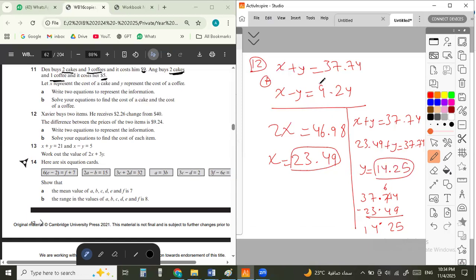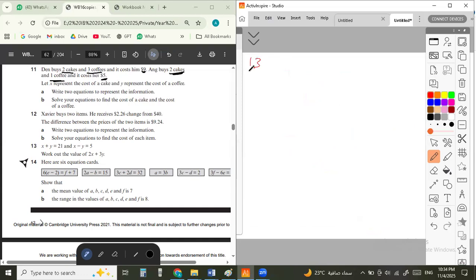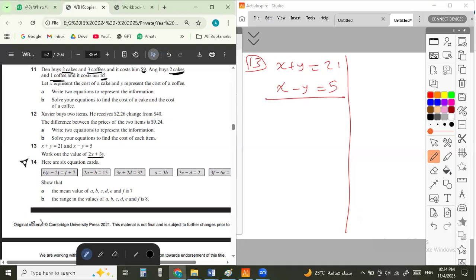Question 13. Here, they're saying to you, x plus y equals 21 and x minus y equals 5. Let's answer, but you must read the question very well before you answer. They don't want the value of x and y. They didn't say solve the simultaneous equations. No, they told you find 2x plus 3y. So we find x, find y, and substitute. Let's find x, let's find y. Here I'm going to add to eliminate the y. So it's going to be 2x, y minus y is bye-bye. 21 plus 5 is 26. So x is 13.